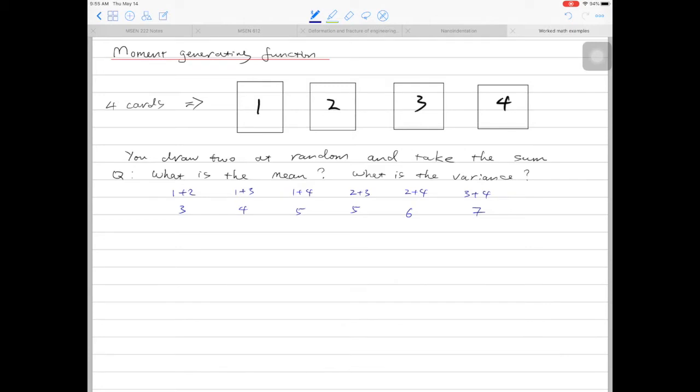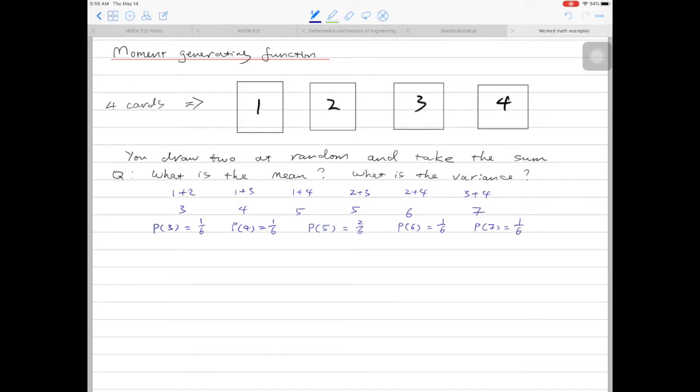Let's look at the probability of getting a 3. So the probability of getting the sum to be 3 is 1 over 6. Then the probability of getting a sum of 4 is 1 over 6. The probability of getting a 5 is 2 over 6. Then the probability of getting 6 is 1 over 6. And the probability of getting 7 is also 1 over 6.